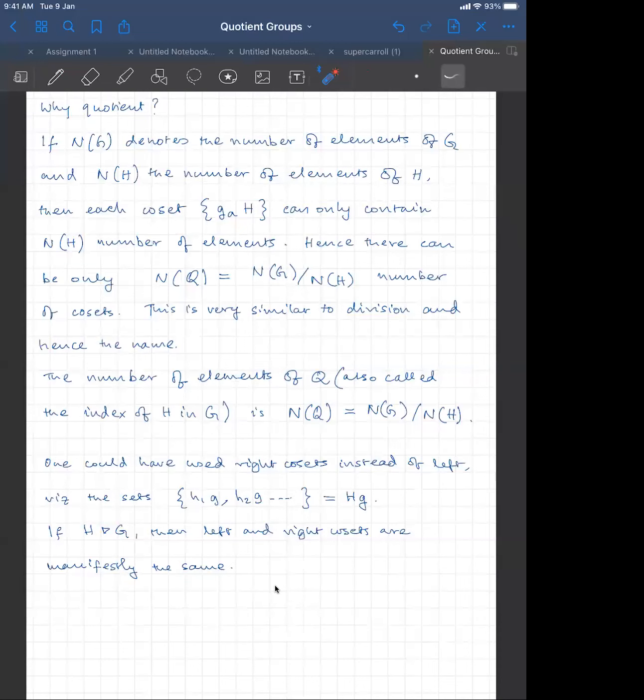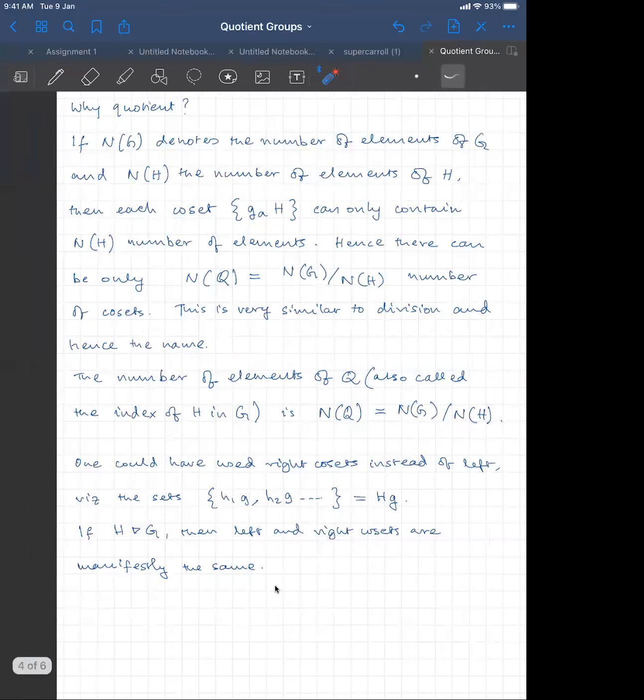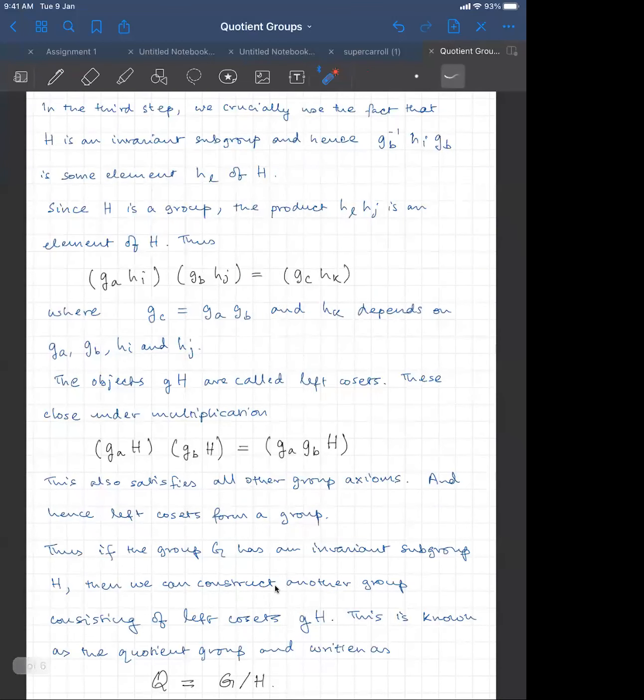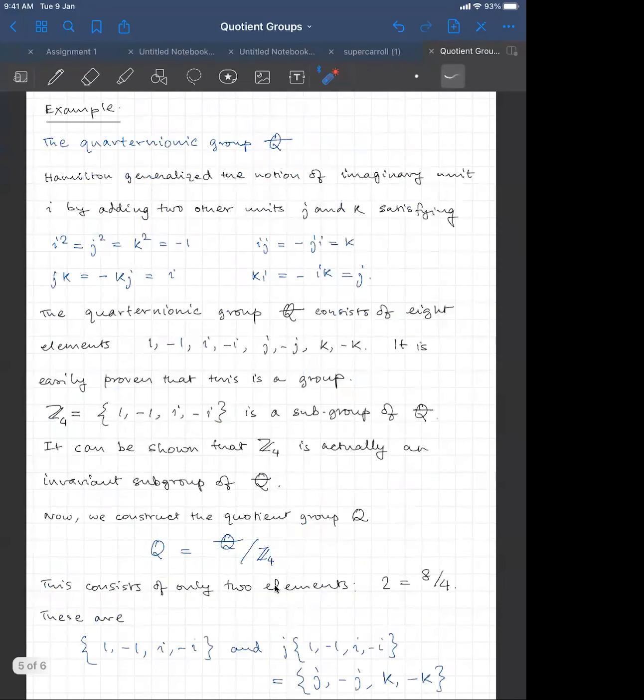If H is a normal subgroup, then it's again a trivial exercise to show that the left and right cosets are manifestly the same. Okay, so this was a description of quotient groups. The thing that you need to keep in mind is that whenever G has an invariant subgroup H, then we can construct another group from it consisting of only the left cosets. This is the group which is called the quotient group, and it's written as Q equals G mod H. Okay, keeping that in mind, let's do an example.